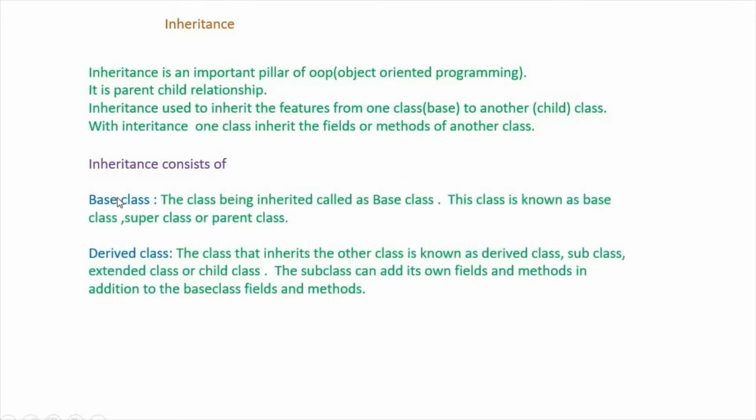Inheritance consists of a base class, the class being inherited, called the base class. This class is known as the base class or superclass or parent class. The derived class, the class that inherits the other class, is known as the derived class or subclass or extended class or child class. The subclass can add its own fields and methods in addition to the base class fields and methods.